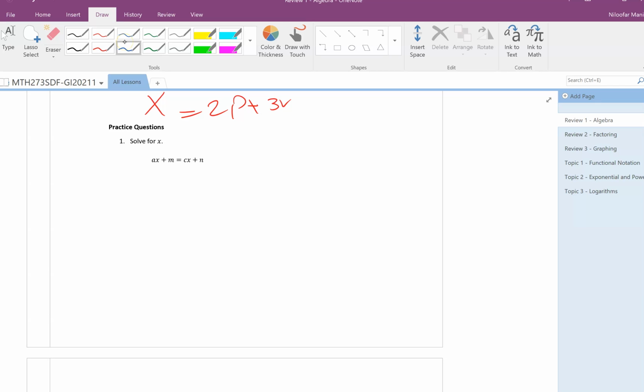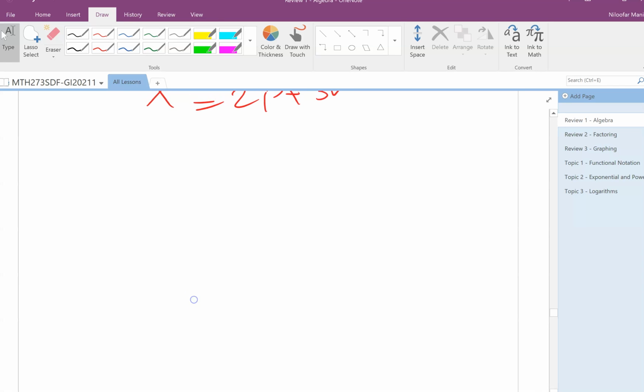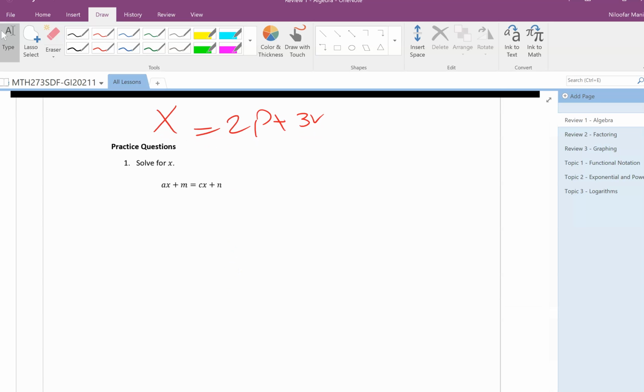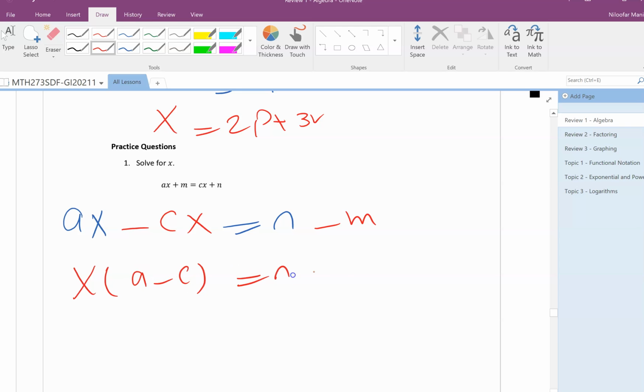So how about this one here? Okay, I want to solve for x here. So ax minus cx, because I want to move all x to one side, n minus m. If I move, I change the sign. Can I say what is ax minus cx? Can I calculate? No, it's not like 3x minus 2x. What should I do? Oh, I factor x. So x is n minus m divided by a minus c. That's the answer here.